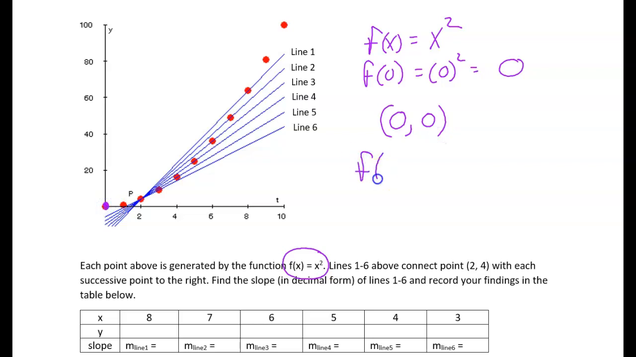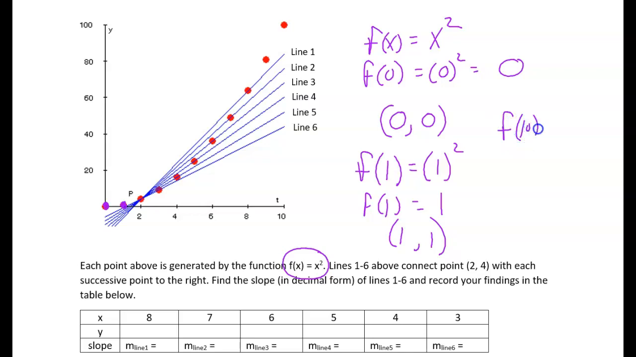Or I could plug in 1. F of 1 is equal to 1 squared, which is 1. And therefore, when x is 1, y is 1. And so we have this point right here. It's kind of hard to tell that that's 1, 1, but it is. Let's do another one. Let's say I plugged in 10. So if I plugged in 10 to that function, I get 100. So in that case, when x is 10, y is 100. And that's this point right here.